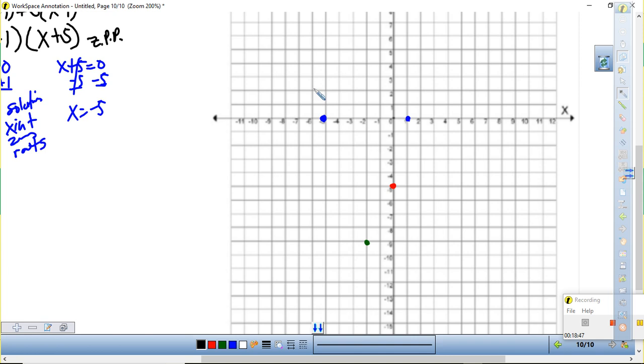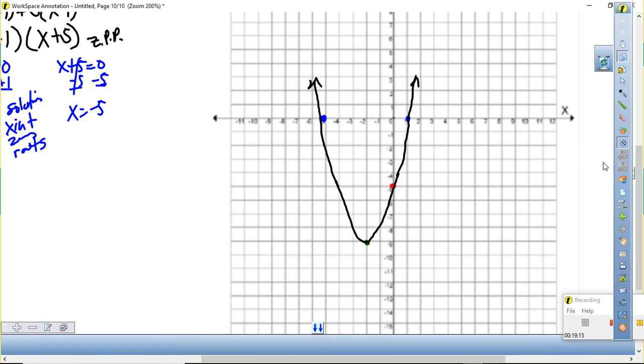So I start from left to right. Now we know that the lowest point is this one. At that point, we come back up. There it is. Okay? The roots, here they are, the y-intercept, and the vertex, yes?